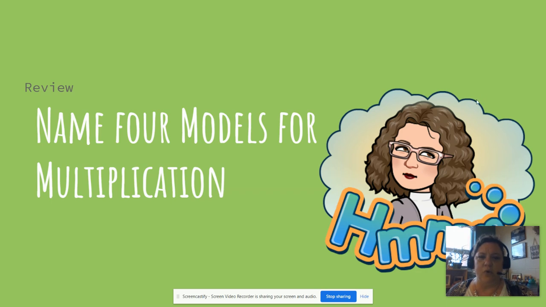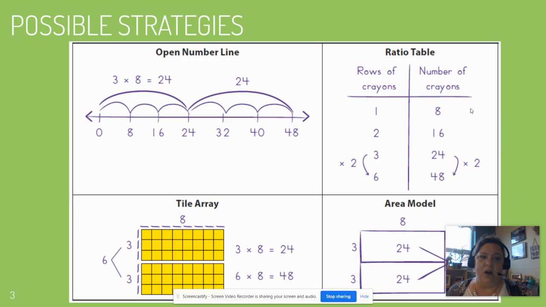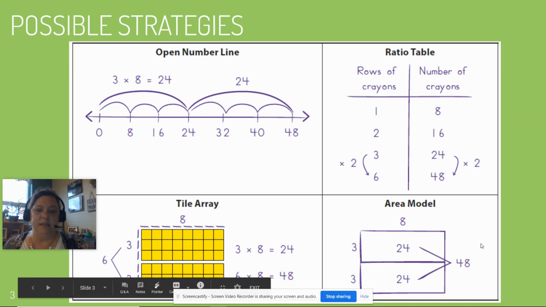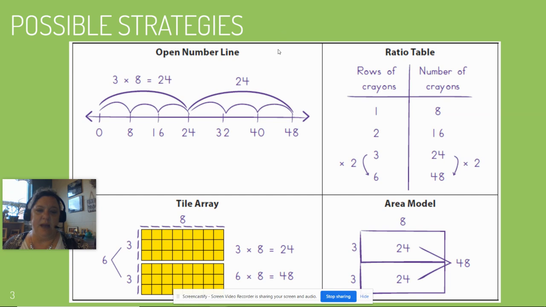So the four models for multiplication are your possible strategies: an open number line, a ratio table, a tile array, and an area model. So I would like for you to take out your math notebook and pause the video so that you can copy this into your notebook. Strategies for multiplication. Because you've worked with these and they've been part of what you've done, but you haven't taken notes on that. So go ahead and pause it to write all of that down.